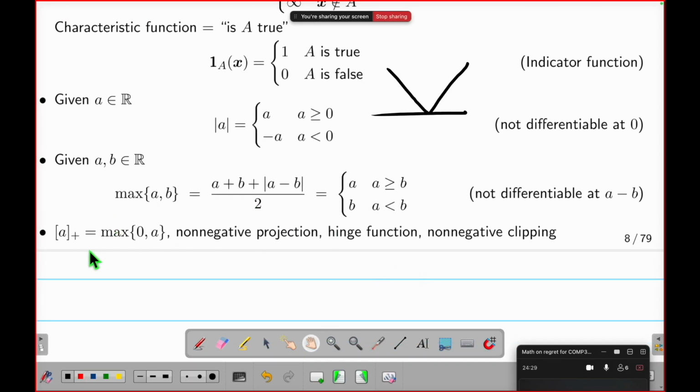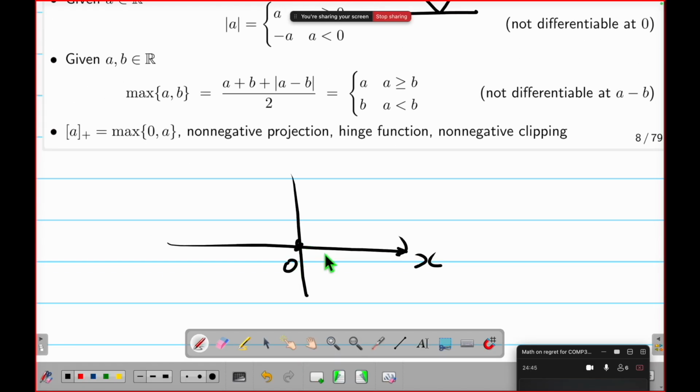Now, lastly, we have the clip, or non-negative projection. So what the heck is this? Basically, anything that is larger than 0, you keep it. Anything that's smaller than 0, you replace by 0. This is 0. So after 0, you keep it. Before 0, everything is 0. And you have a point here.